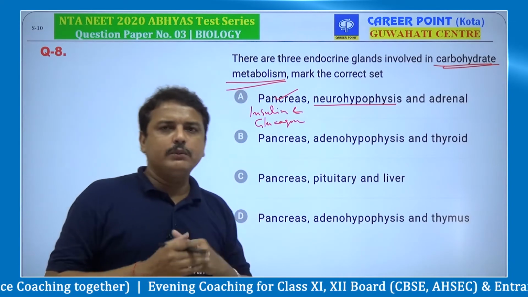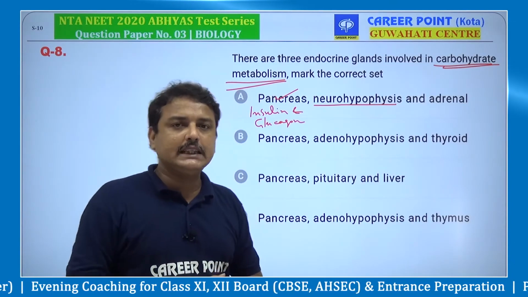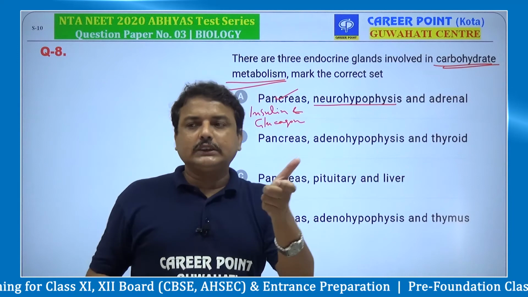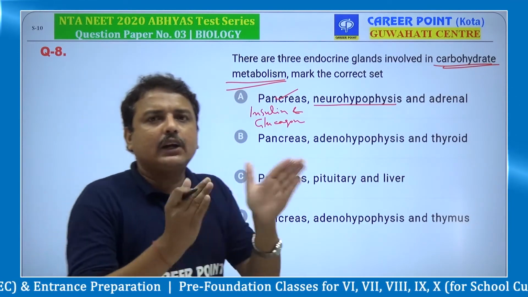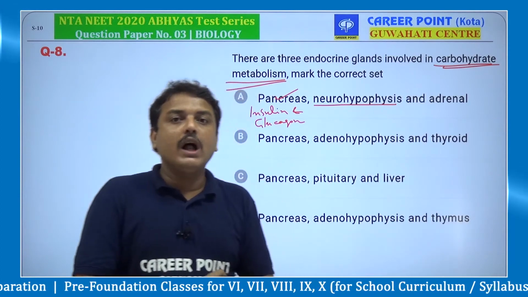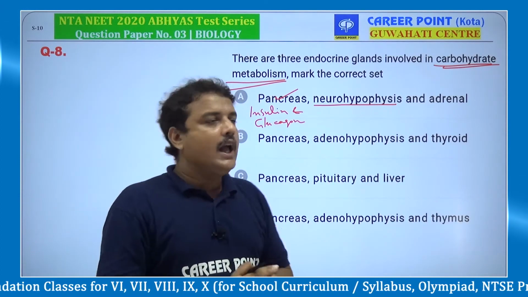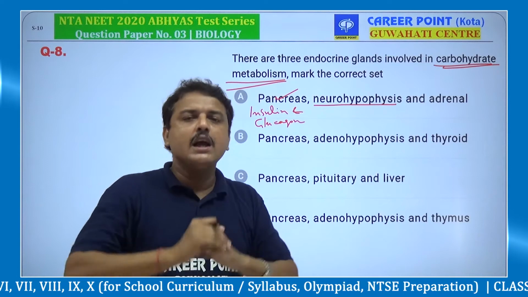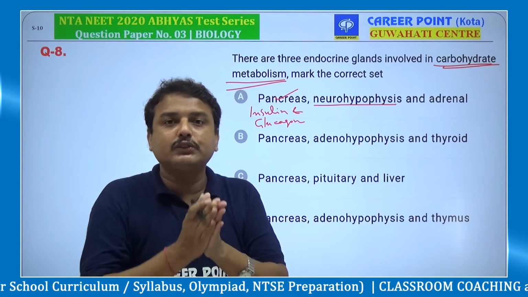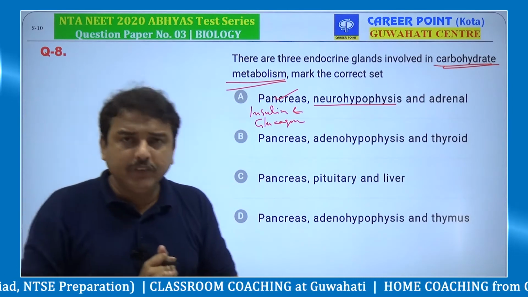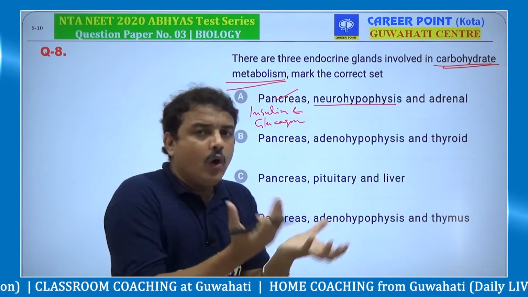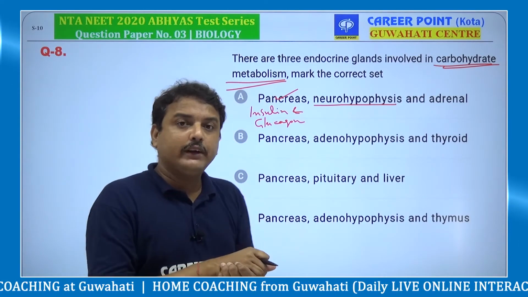So what are the 2 hormones released by neurohypophysis? They are oxytocin and vasopressin. What is the function of oxytocin? It causes the contraction of the uterine wall during the time of parturition. And what is the function of vasopressin? Vasopressin maintains reabsorption of water from the distal convoluted tubule. Now, there is no role of neurohypophysis in carbohydrate metabolism.